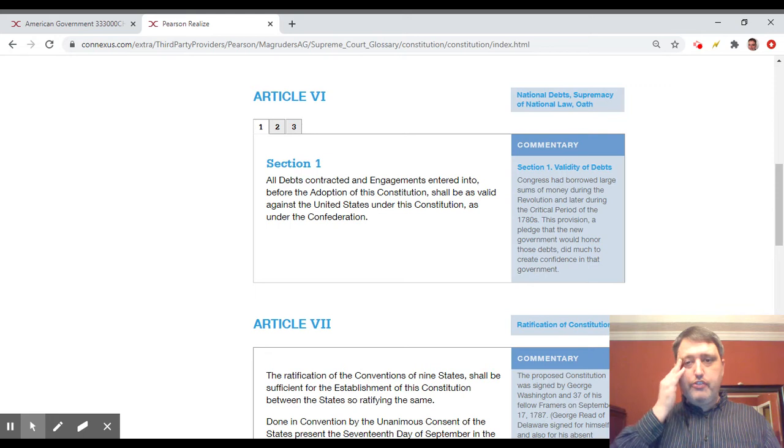The Supremacy Clause essentially says that the Constitution is the supreme law of the land, meaning that it is the most important document. Nothing can supersede the Constitution. It is the final word on what is legal and what is not.